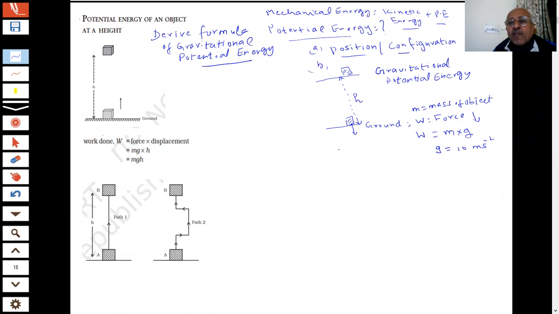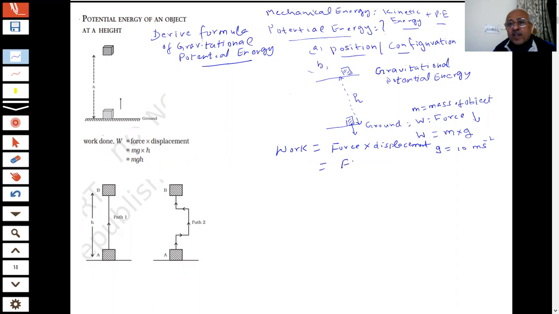How much work has to be done? What is the formula of work which we did in the last lecture, students? Work is equal to force into displacement, in the direction of the force applied. So here a force is acting on this object to move it.